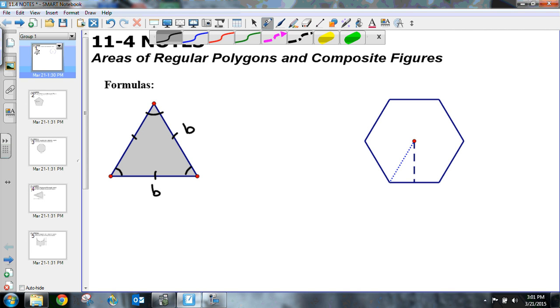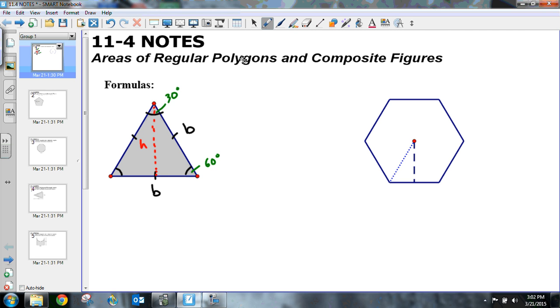Now I want to find the height of my triangle. What I know about this new right triangle is that this angle is 60 degrees, and this angle here is bisected by my height to give me 30 degrees. Given a 30-60-90 triangle, I know that this is length S, this is length 2S, and this is length S times the square root of 3.